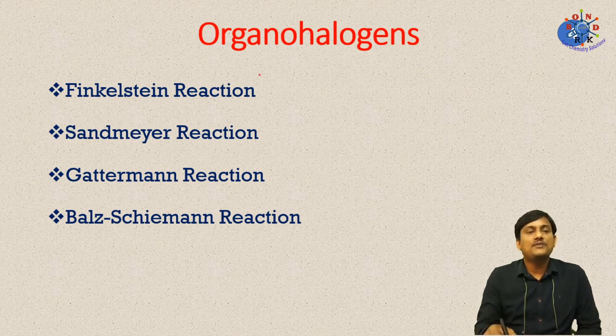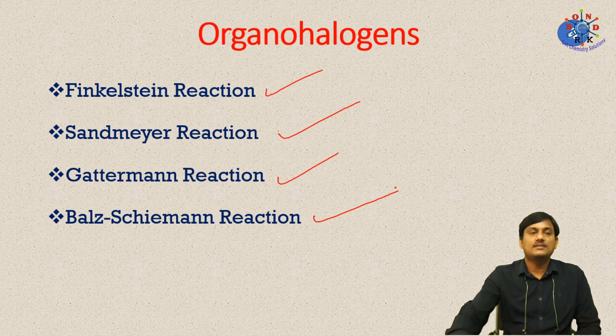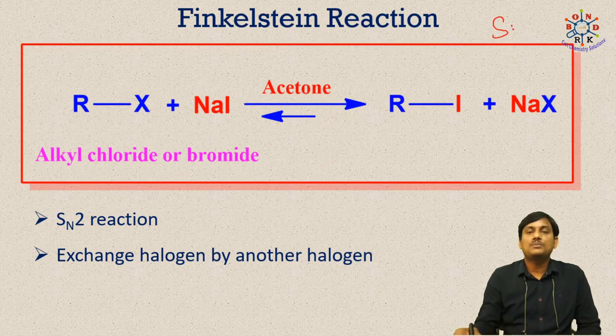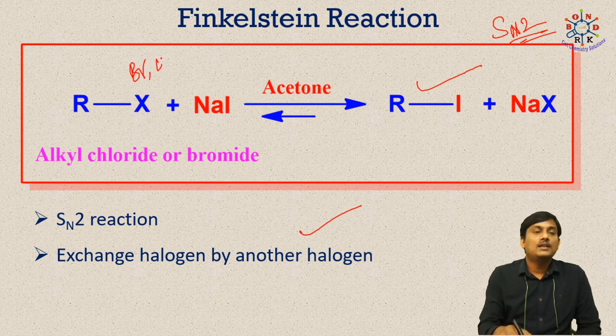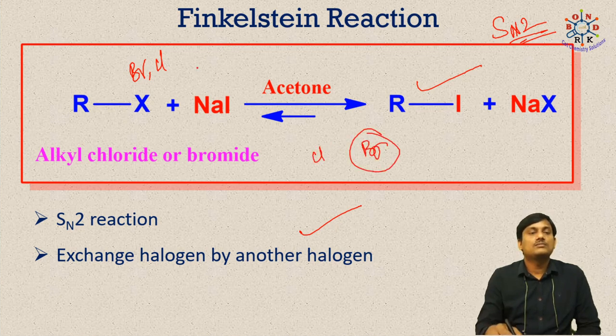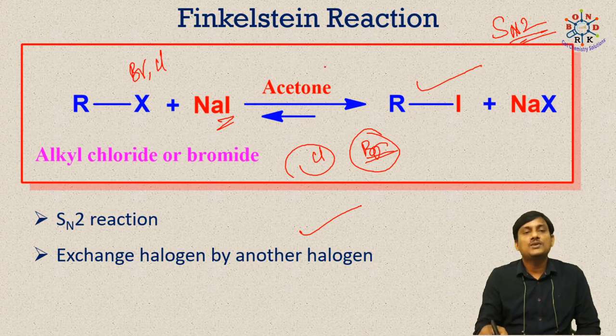Organohalogens. In organohalogens, we have Finkelstein reaction, Sandmeyer reaction, Gattermann reaction, and Balz-Schiemann reaction. Finkelstein reaction is an example of SN2 type of reaction. When you treat alkyl halide with sodium iodide in presence of acetone, there is a formation of alkyl iodide. It's an exchange of halogen by another halogen, a halogen exchange reaction. Bromine and chlorine can be exchanged by iodine, and chlorine can be exchanged by bromine. You cannot exchange fluorine by bromine, chlorine or iodine.